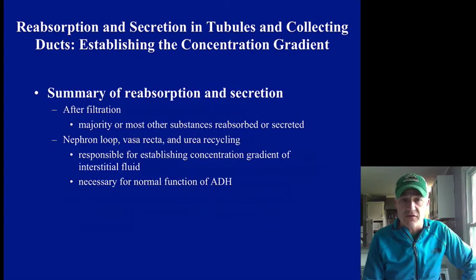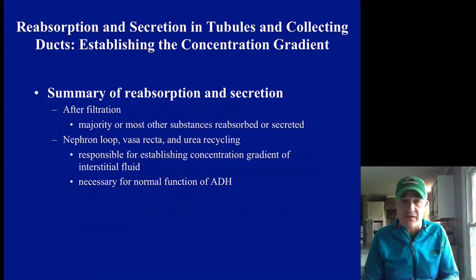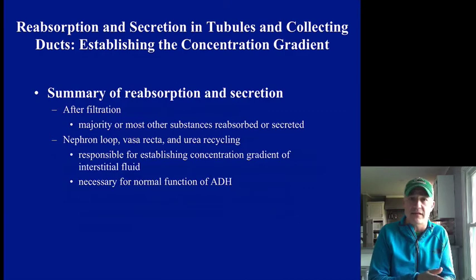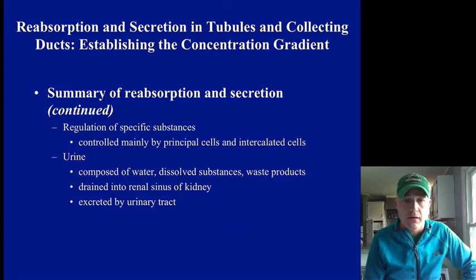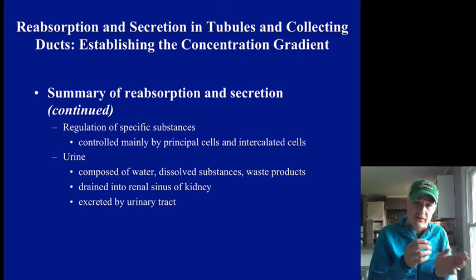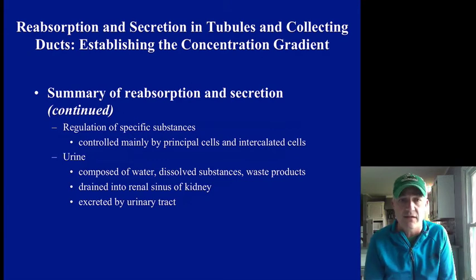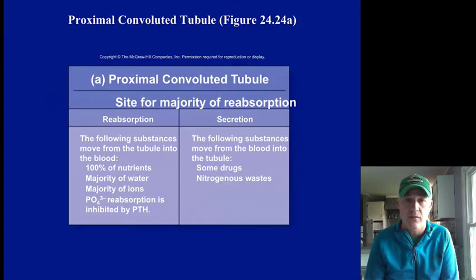Like we said, after filtration, it's either reabsorption or secretion, and that's really what's going to determine what ends up there. By the time you're getting to the bottom of that collecting duct, what you have at that point is going to end up being urine. And again, mainly water, some dissolved substances in it, a few waste products. Again, it goes into that renal papilla, into those calyces, and is going to get out to the rest of the urinary tract at that point.